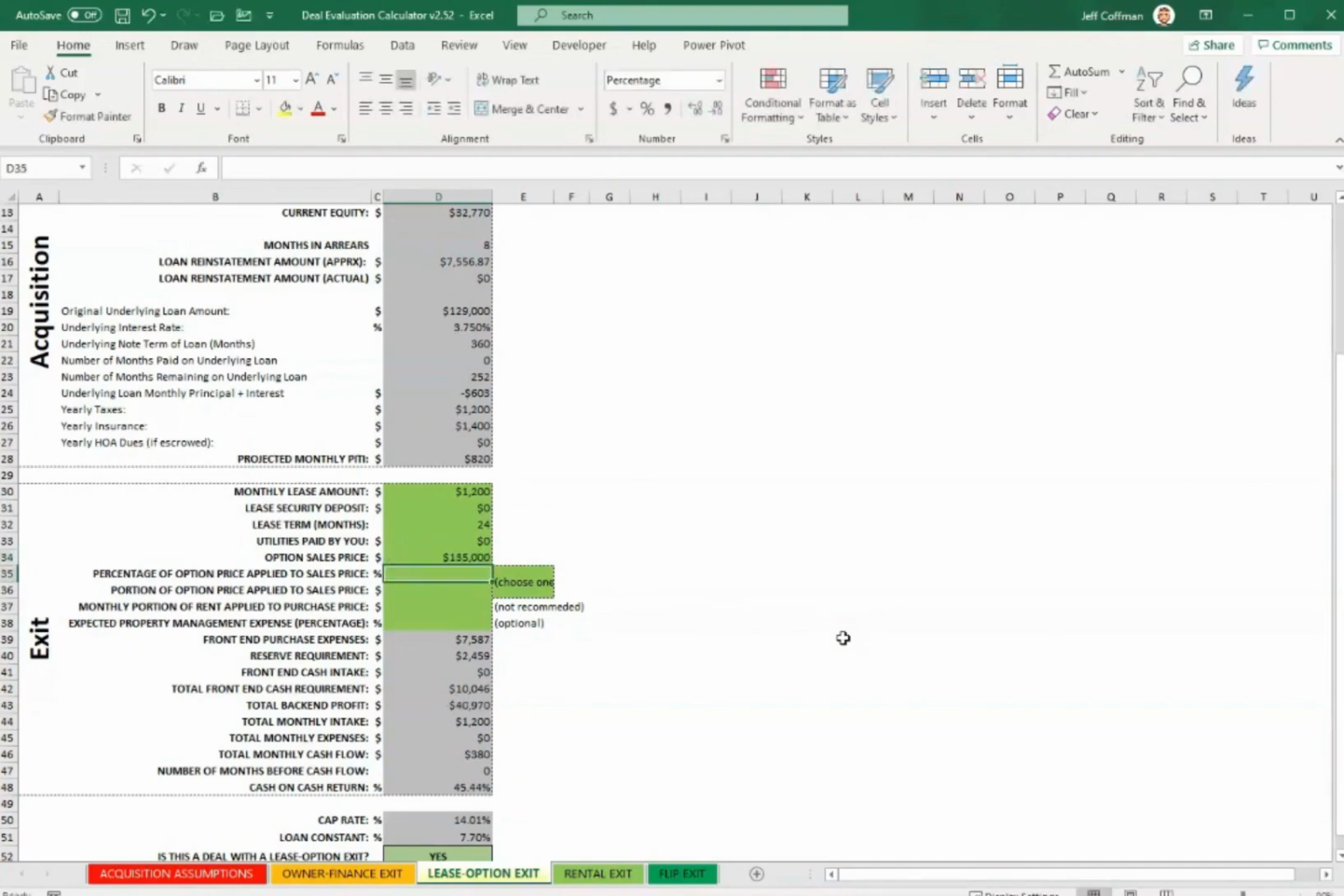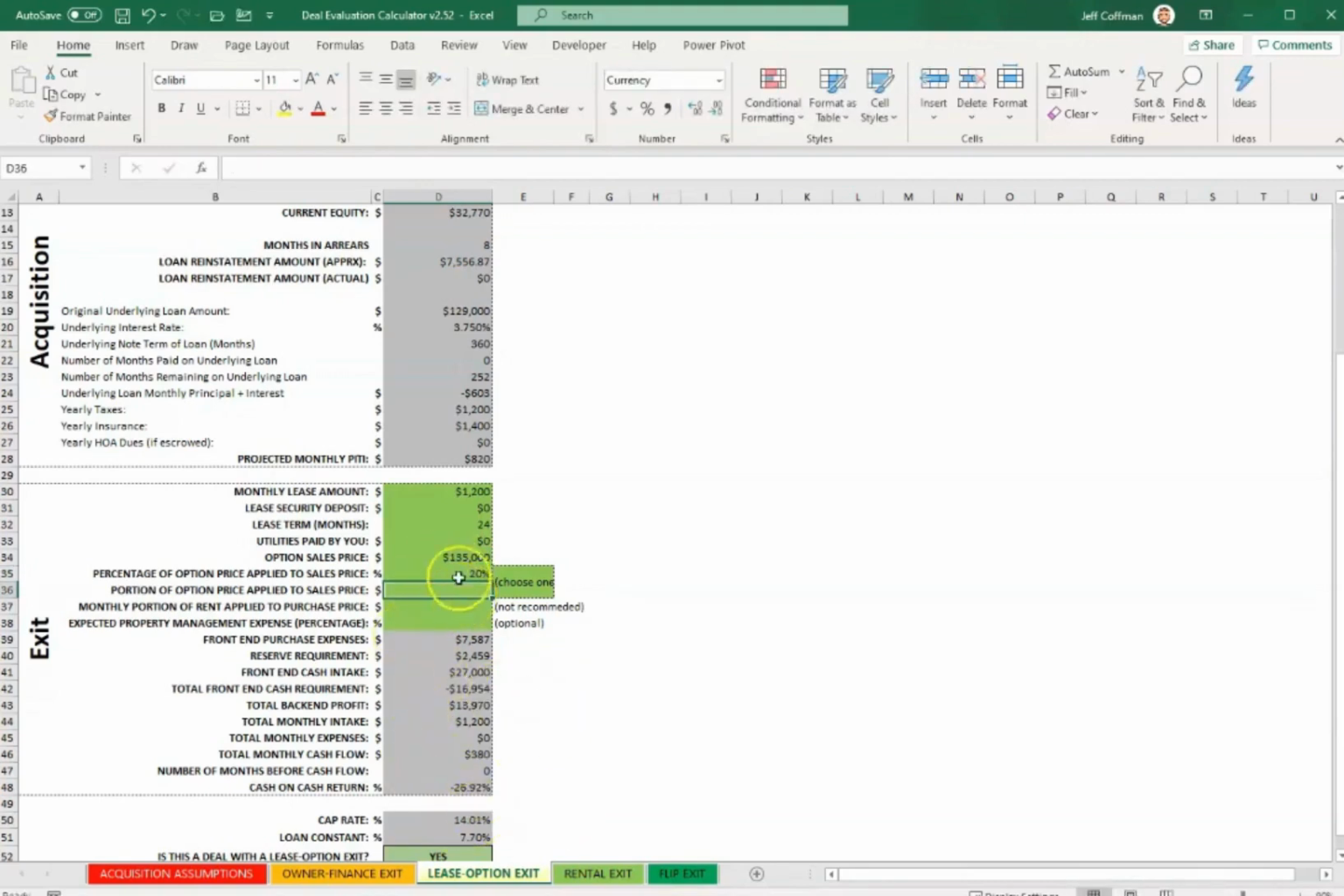Right? So that is the price. Your option price is the price that your buyer, or your tenant rather, is going to be buying that property for at a later date. Normally when you put down an option deposit, that applies to the purchase price of the house. So if you charge a percentage, for example, let's say the option price is $135,000 and you want to apply 20% of $135,000, you're going to plug that in here. And then this is all going to autofill.